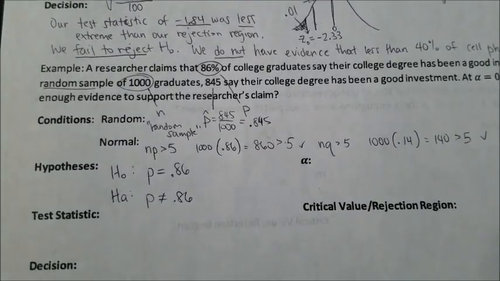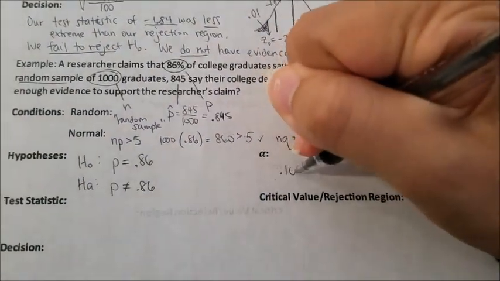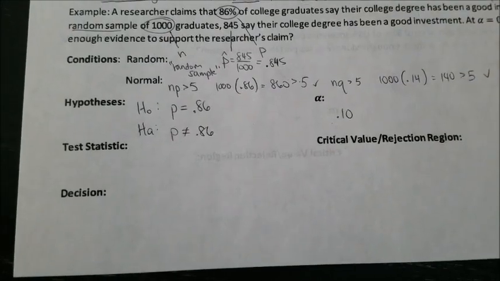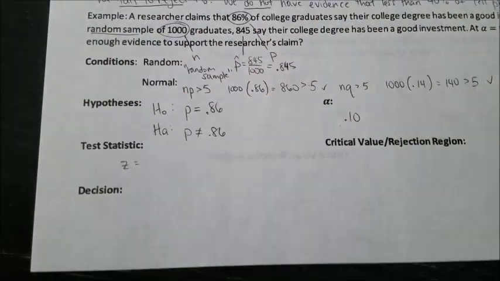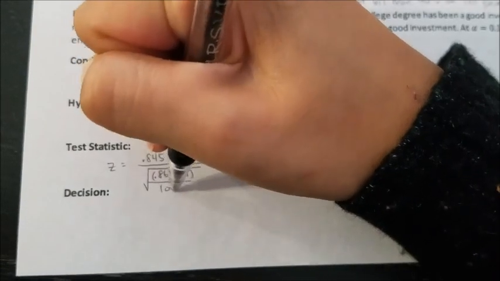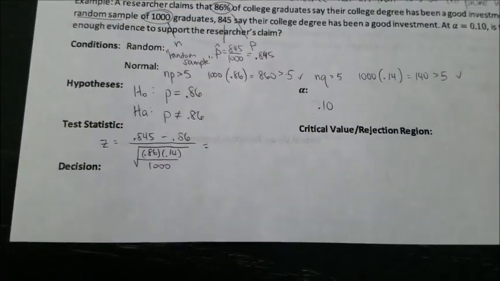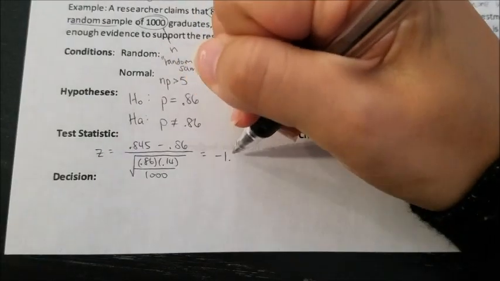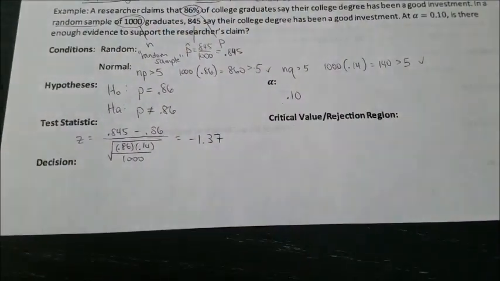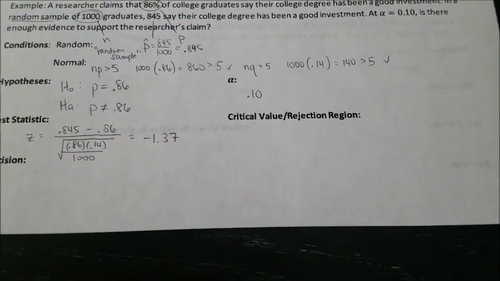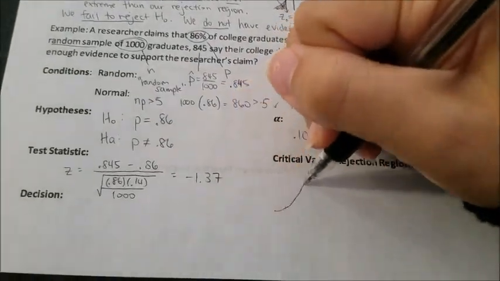Okay, alpha in this problem was 0.10. And then let's find our test statistic. So z equals, we have p-hat, which is the 0.845, minus p, which was 0.86, divided by the big square root. Okay, so after setting that up, you should get 1.37 for your z-score.